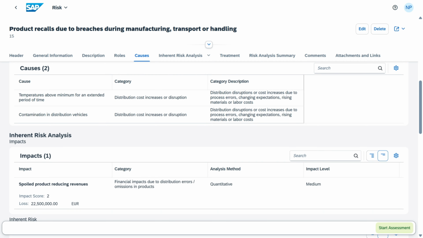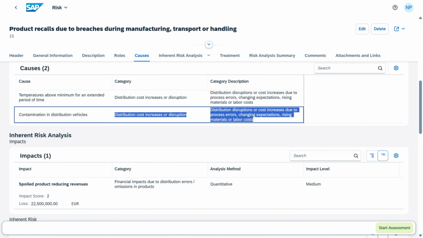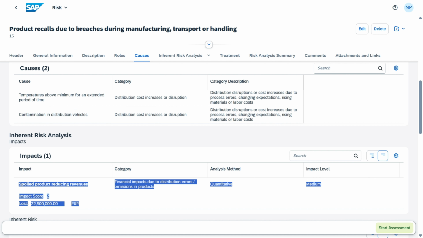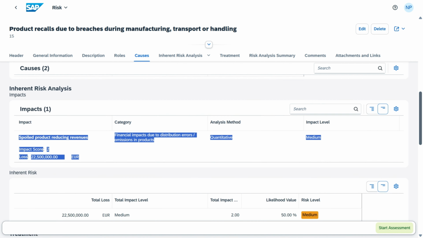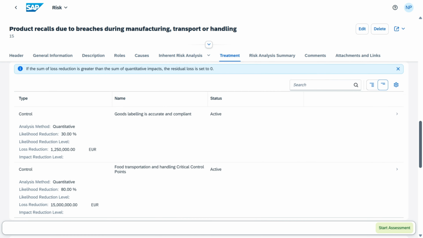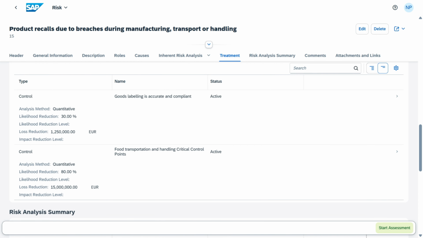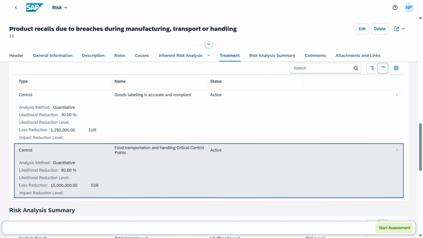This organization has identified two causes that could lead to the risk becoming an event: poor temperature management and cleanliness in distribution vehicles. The uncontrolled loss is estimated at 22.5 million. Two controls have been selected from the RAM library to mitigate this risk. The first is not so effective in mitigating this particular risk, but the second, implementing critical control points, is. It reduces the risk likelihood by 80% and the loss by an estimated 15 million.